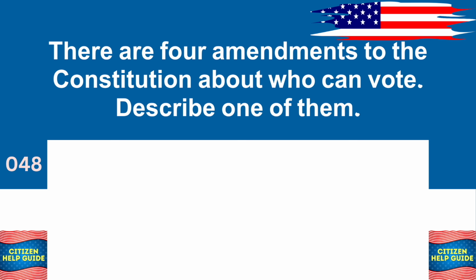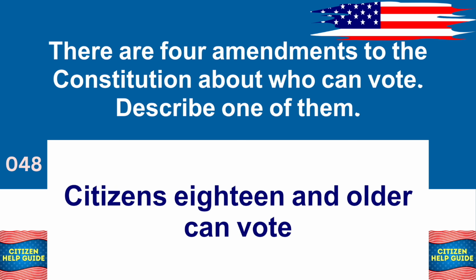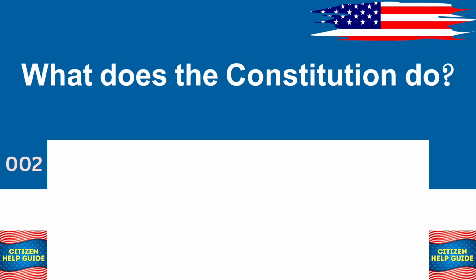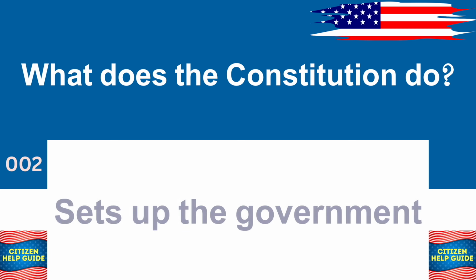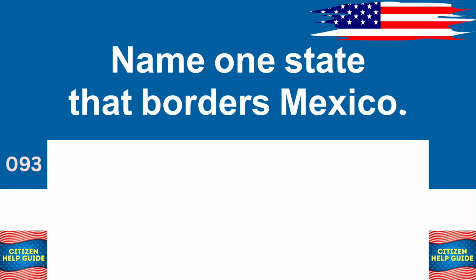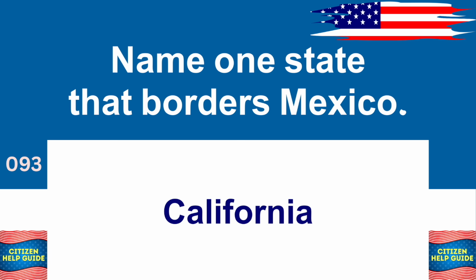There are 4 amendments to the Constitution about who can vote. Describe one of them. Citizens 18 and older can vote. What does the Constitution do? Sets up the government. Name one state that borders Mexico. California.